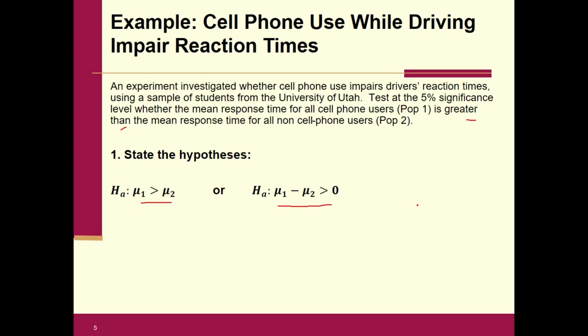We go back to the null. Null always has equal to, right? So basically mu1 is equal to mu2, meaning there's no difference, alternative difference. Null hypothesis, no effect, nothing there. There is something there in the alternative. That's usually how it's always set up. Okay.